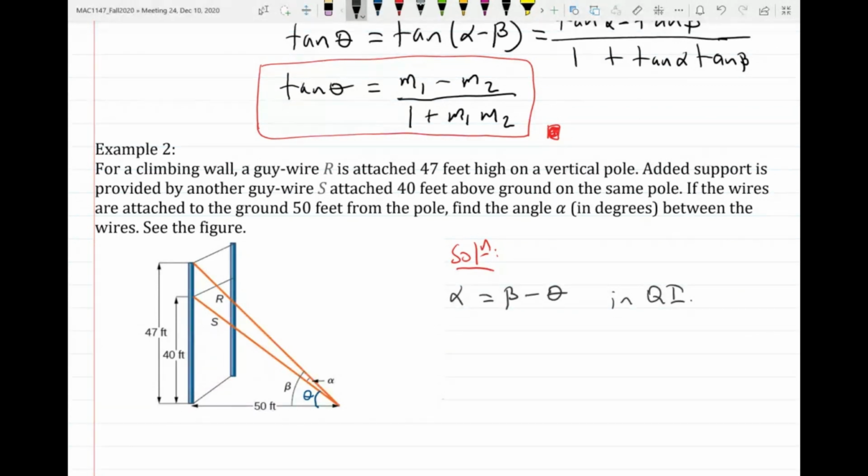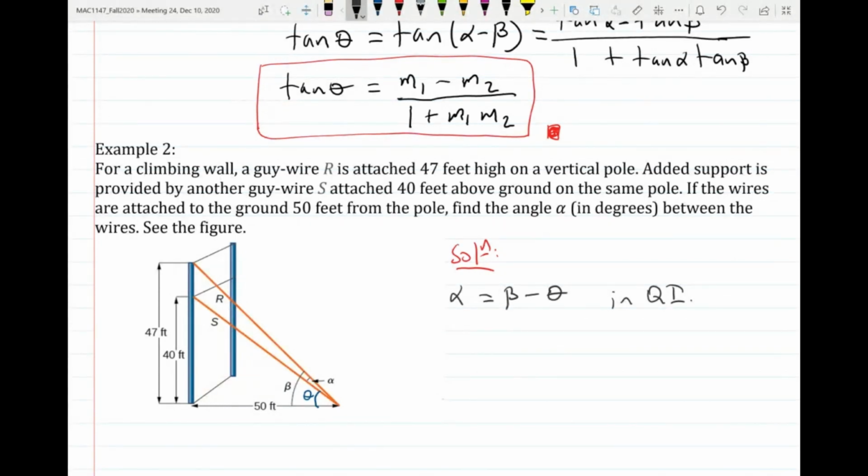Okay, what I'm saying is that to come up with alpha, I want to use the two right triangles. Notice that in the right triangles we have opposite and adjacent, so that means we're going to be working with tangents, formulas for tangent of beta and theta. So we're going to figure out the tangent of alpha, and once we get that, we're going to use inverse tangent to come up with the angle.